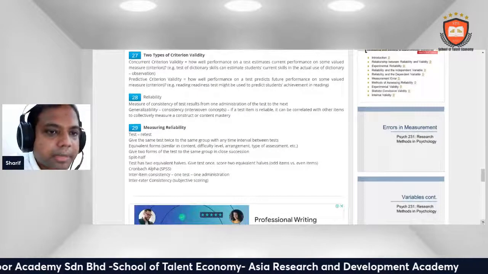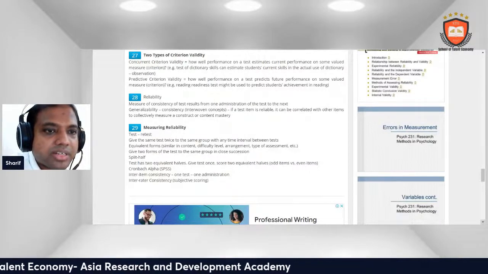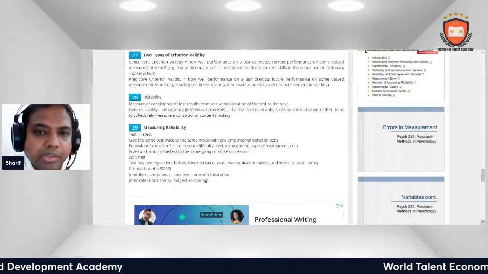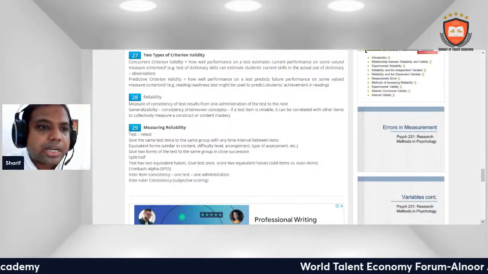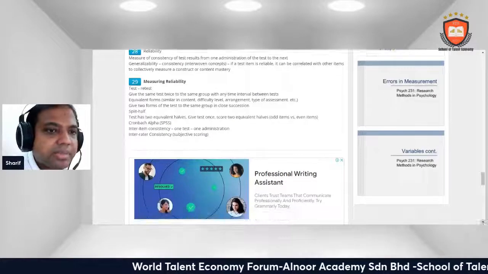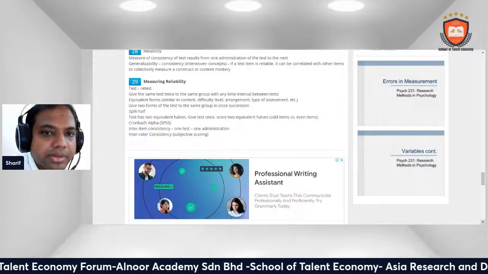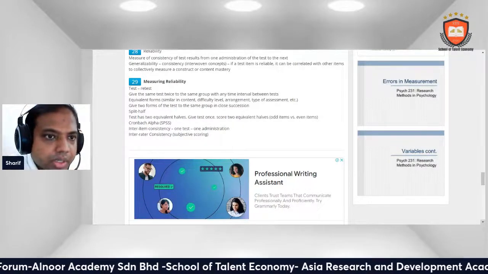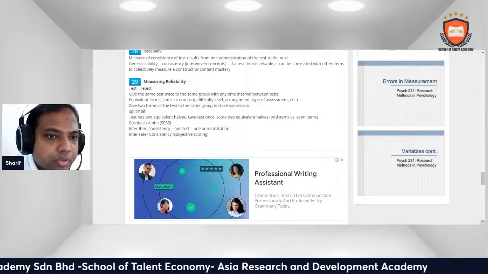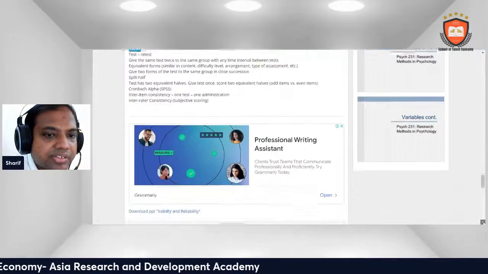Reliability is a measure of the consistency of the test results from one administration of the test to the next. Generalized consistency: if a test item is reliable, it can be correlated with other items to collectively measure constructs or content. Measuring reliability: test-retest, give the same test twice to the same group with a time interval between tests. Equivalent forms. Split half: the test has two equivalent halves, in terms of consistency and internal consistency.